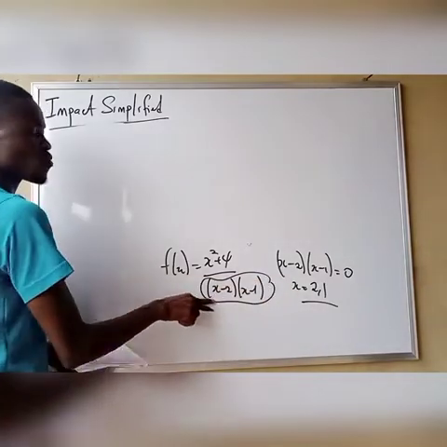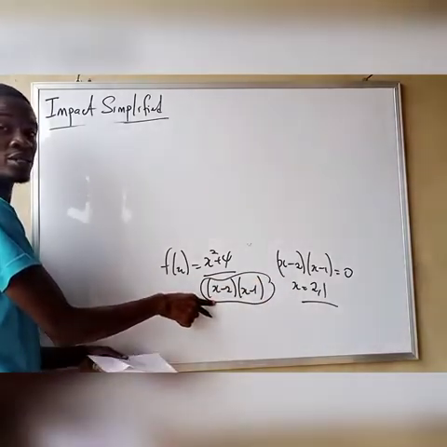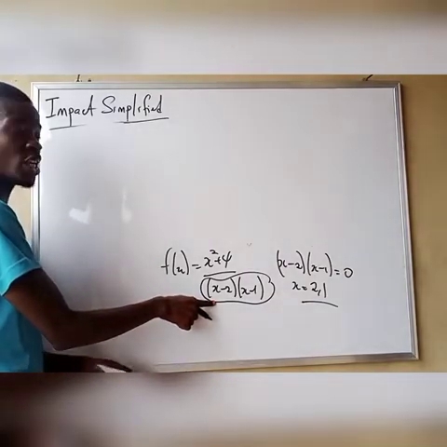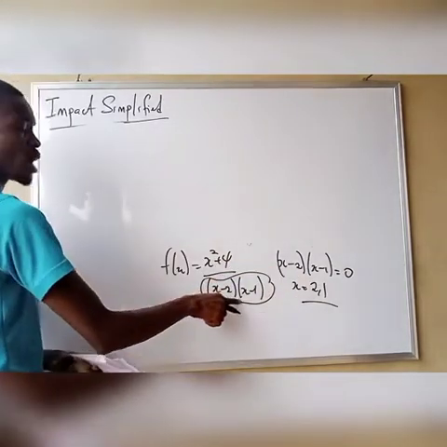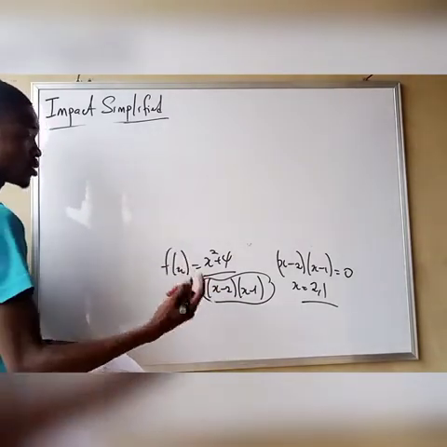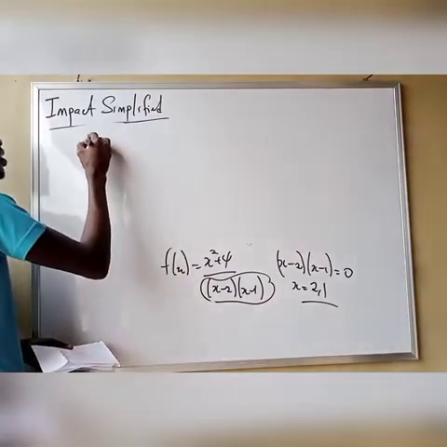Don't forget, if you put your x to be 2 here, your denominator will give us 0. And anything over 0 will give us undefined. If you put your 1 here, this also will give us 0. Anything over 0 will give us what? Undefined.